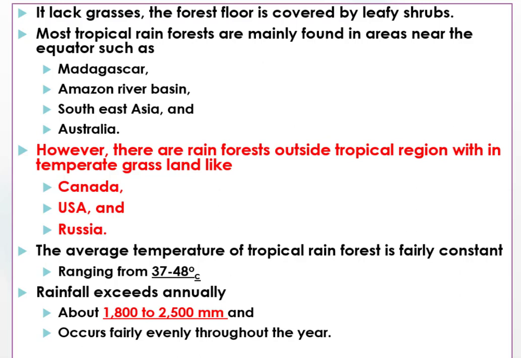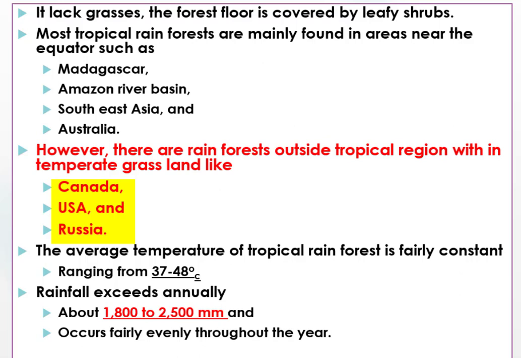Most tropical rainforests are mainly found in areas near the equator, between the 23.5 Capricorn line and the 23.5 Cancer line. This includes Madagascar, Amazon River Basin, Southeast Asia, and Australia. However, there are rainforests outside tropical regions within the temperate grassland like Canada, USA, and Russia.